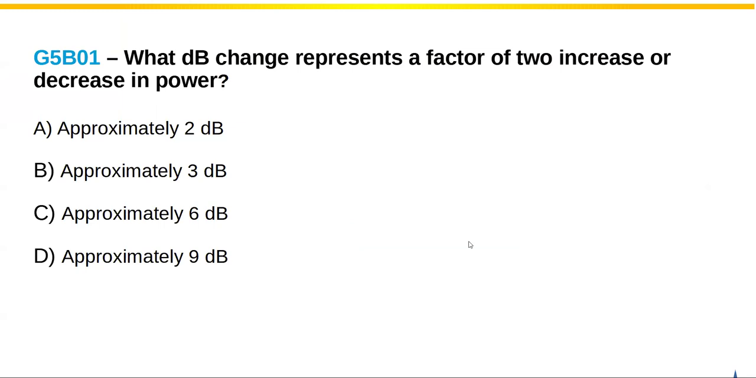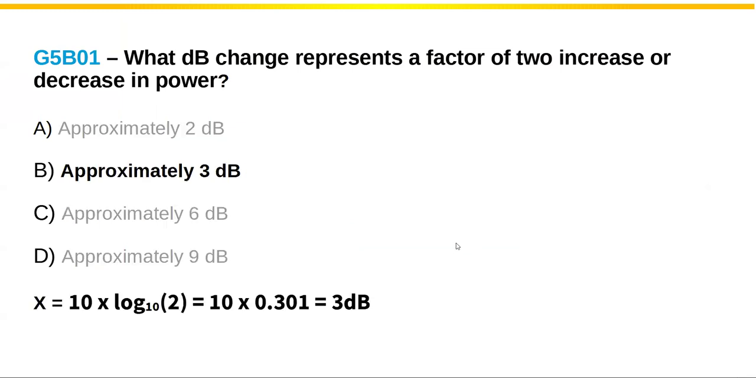So what dB change represents a factor of 2 increase or decrease in power? 3 dB. It actually comes out to 3.01.